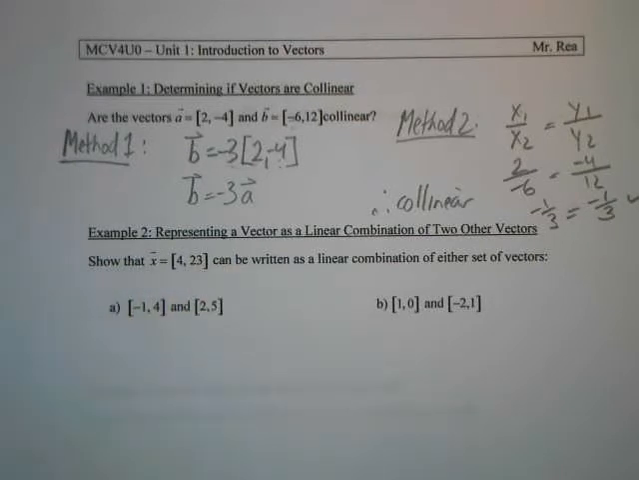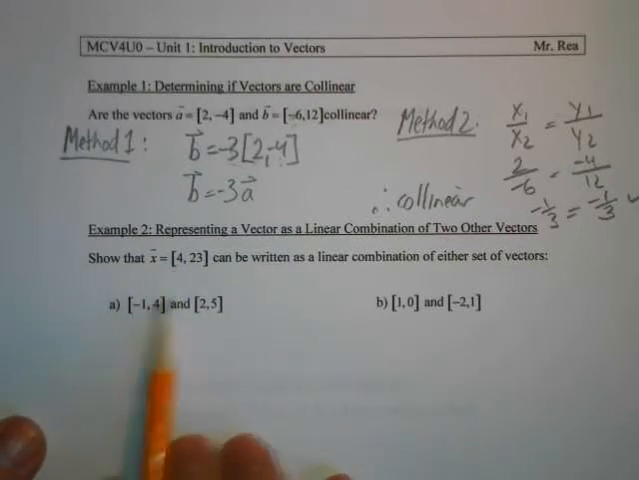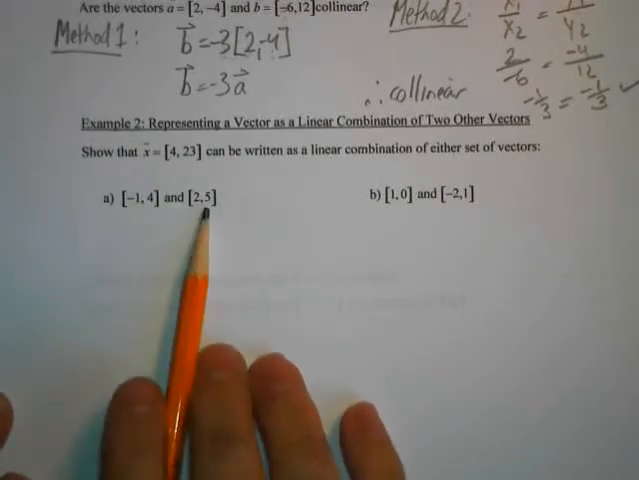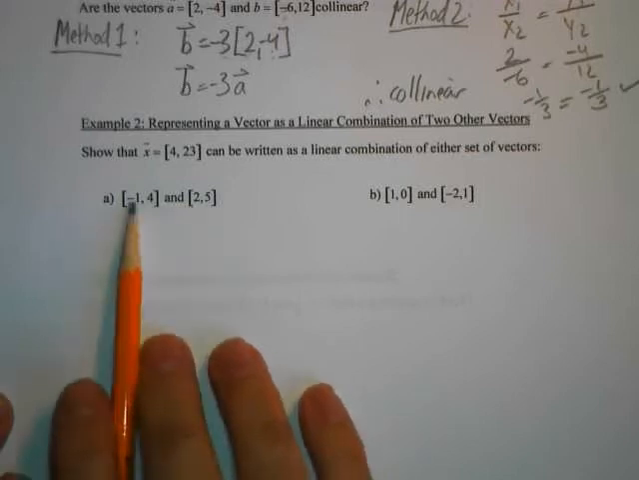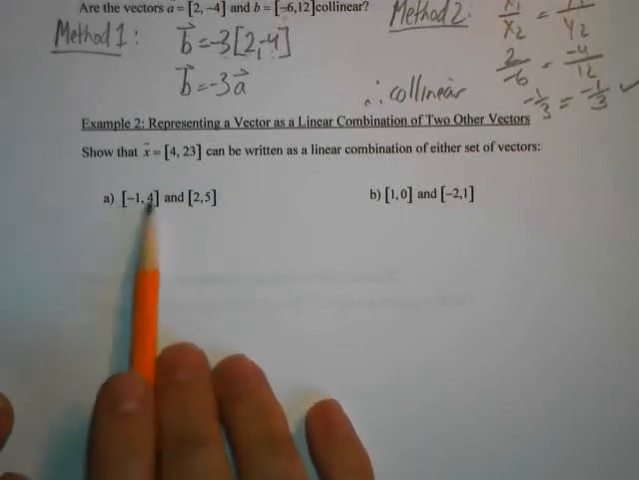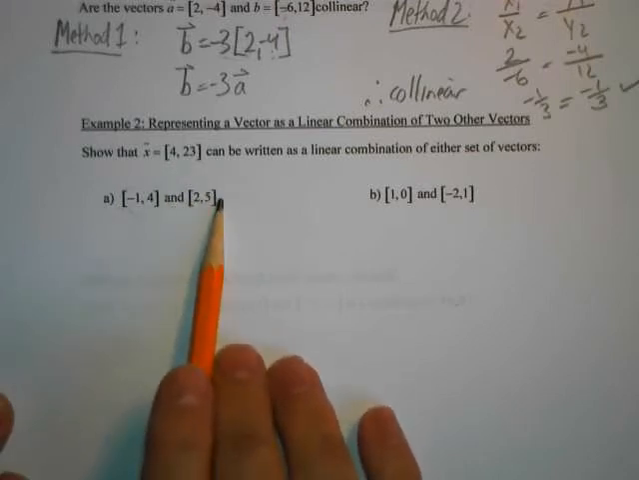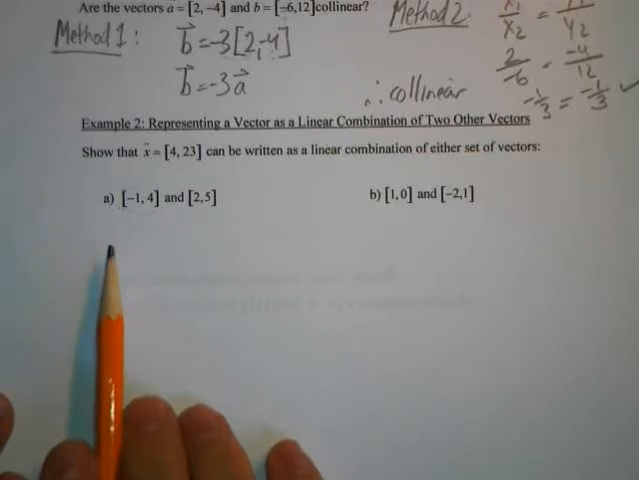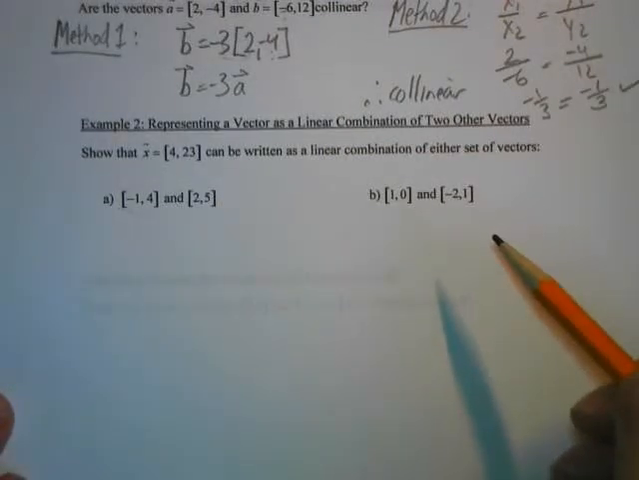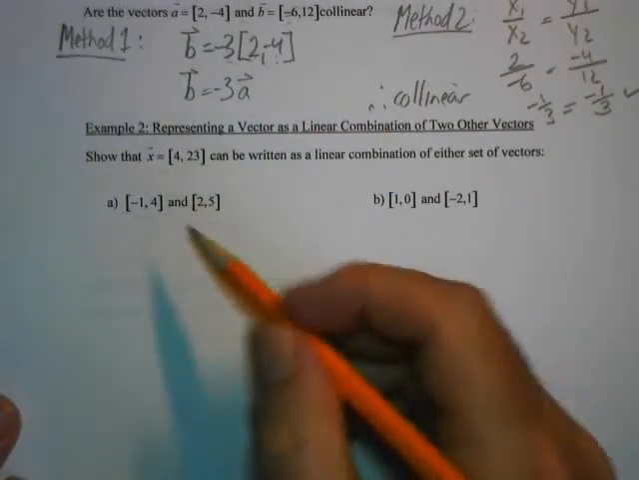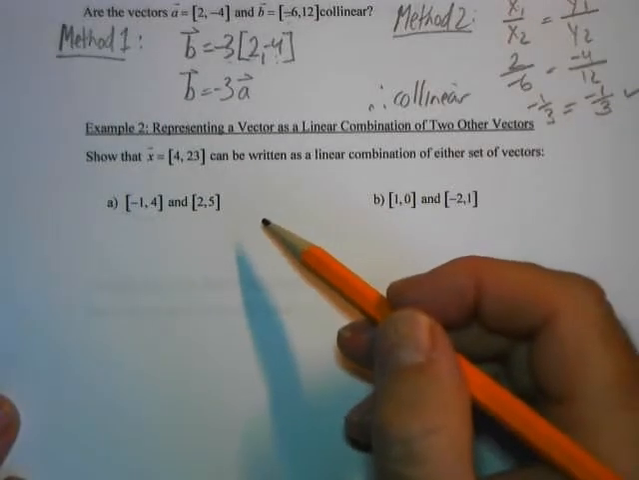Now, this one, we want to represent a vector as a linear combination of two other vectors. So what we're trying to show is that we can create this vector x, which has components 4, 23, as a linear combination of these two, which means there would be a unique scalar that multiplies the first vector added to a unique scalar multiplying by the second vector that will create that vector x. So we don't just kind of guess at this, sort of like we almost did up here. We actually create an equation to find those scalars.